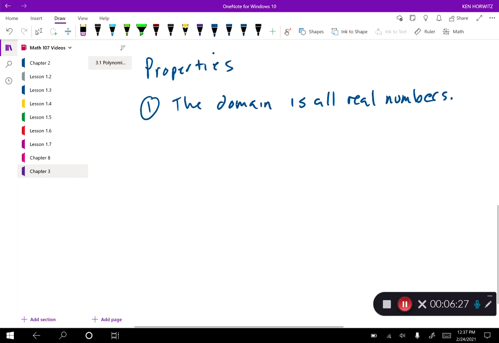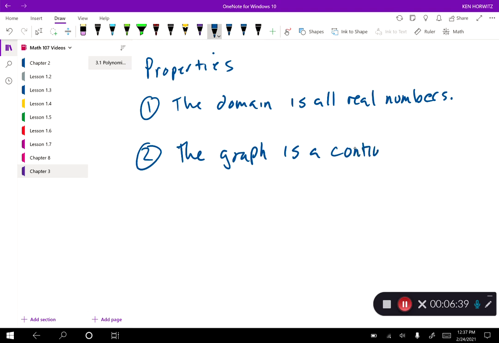All right. The next property is the graph of a polynomial is a continuous curve. This stems from the domain being all real numbers. If the domain's all real numbers, that means there's no breaks in our graph. Hence, the graph is continuous. The last one, which you'll hear more about this term, is that the graph of a polynomial is a smooth curve.